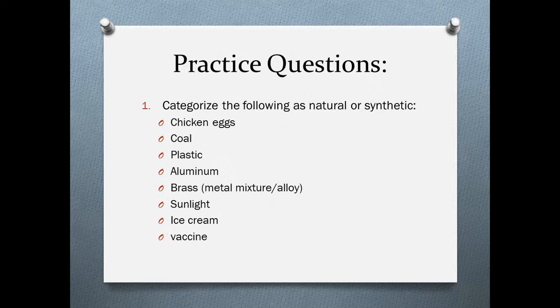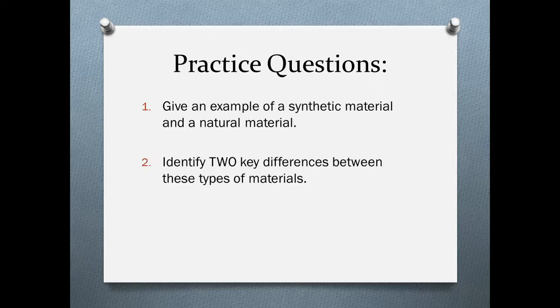So hopefully you get kind of the general idea of putting these into categories because it helps us think more deeply about the materials they come from. And then hopefully you'll be able to answer these last two questions. So give an example of a synthetic material and a natural material, and then identify two key differences between these types of materials. Hopefully after watching, you'll be able to figure that out.